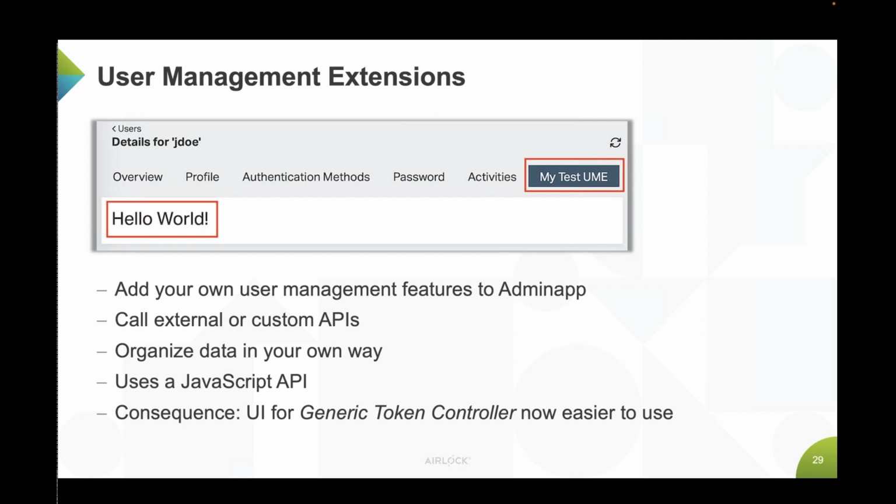You can call external APIs, you can call custom APIs, you can, for example, combine data from IAM REST APIs with data from external systems' APIs, and you could also organize IAM data in your own way, if this helps, for example, for your help desks. So you're given a lot of flexibility within the user management tool with that feature. It uses a JavaScript API. So to do this, you have to write your own JavaScript code, but then you get the most flexibility out of that.